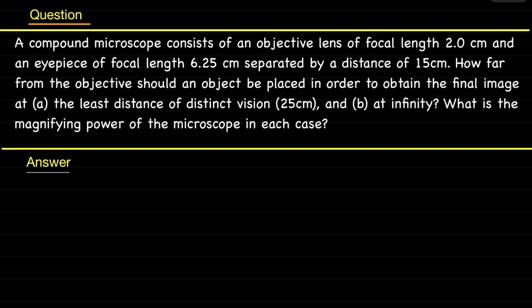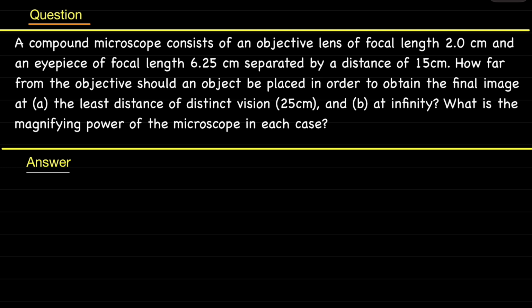This question is from Physics, chapter Ray Optics. In the question, it is given that a compound microscope consists of an objective lens of focal length 2 cm and eyepiece focal length is 6.25 cm, separated by a distance of 15 cm. How far from the objective should an object be placed in order to obtain the final image?